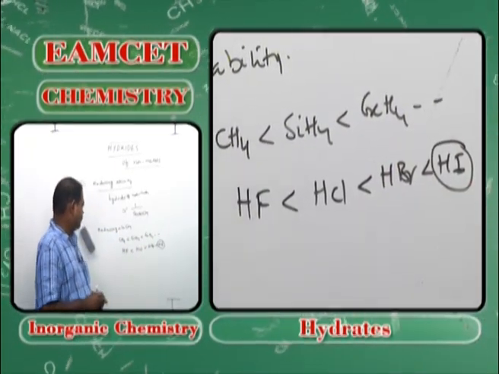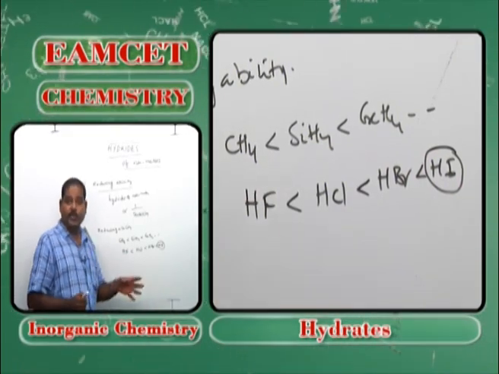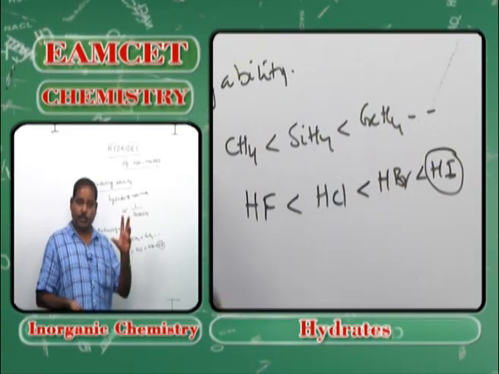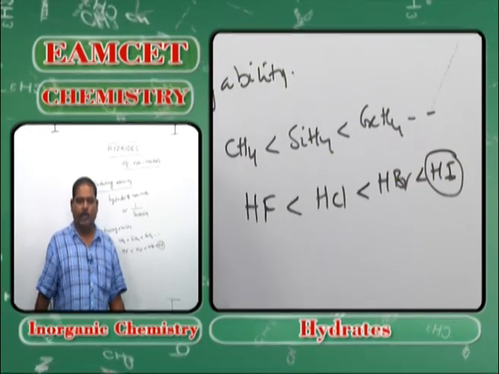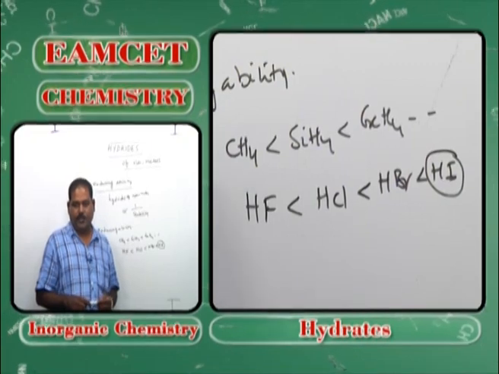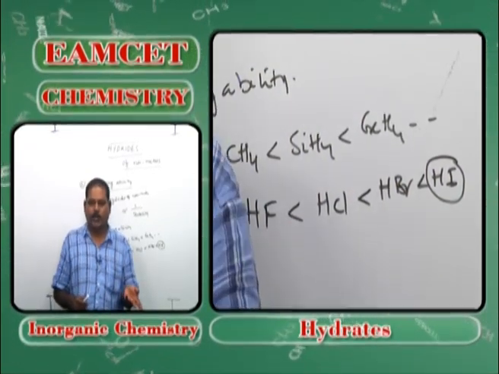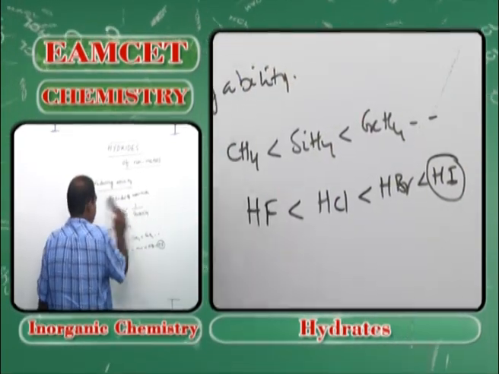Even in the sixth group, H2O, H2S, which is a better reducing agent? H2S. Why? The sulfur hydrogen bond is weak. The oxygen hydrogen bond is very, very strong. Water is a highly stable molecule. Have you ever seen hydrogen coming out when water is heated? It is highly unlikely. When you heat water, do you get hydrogen or oxygen? Never. Even at a very high temperature, water doesn't decompose easily.